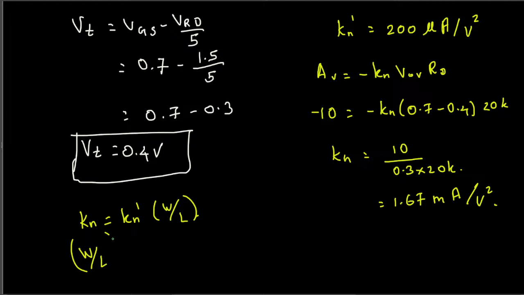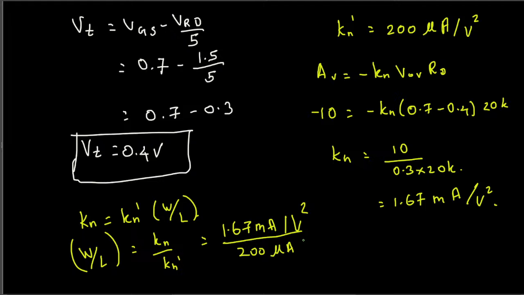W over L becomes Kn divided by Kn prime. So Kn is 1.67 milliampere per volt squared, and then Kn prime is 200 microampere per volt squared. Solve for this one, you will end up getting 8.35. That's the width over length ratio. And that is it for this video.